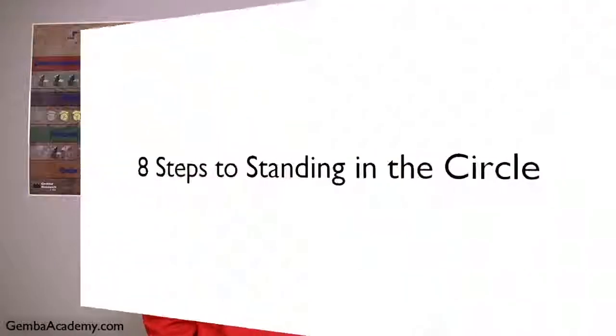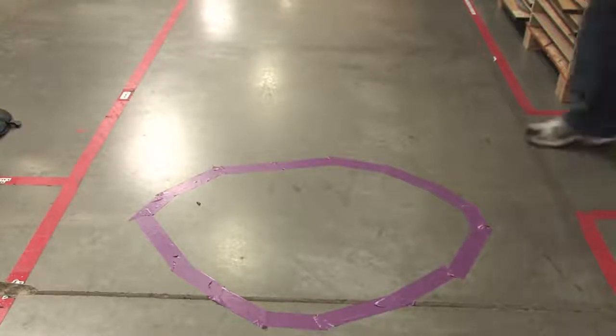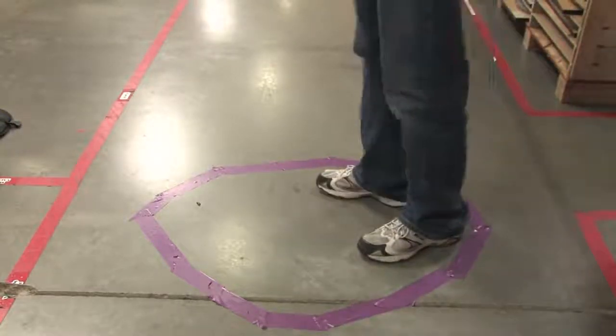Now, let's learn how to do it by discussing the 8 steps to standing in a circle. Well, the first step is to simply find a safe spot to stand so you can easily see what's going on in the workplace. And if possible, take a piece of chalk or some tape as shown here and draw a circle to help keep you from walking around.